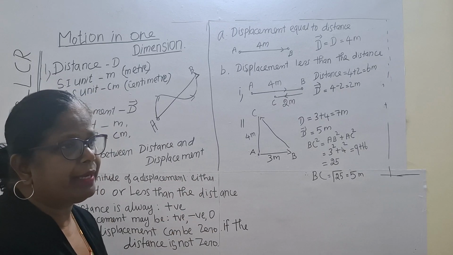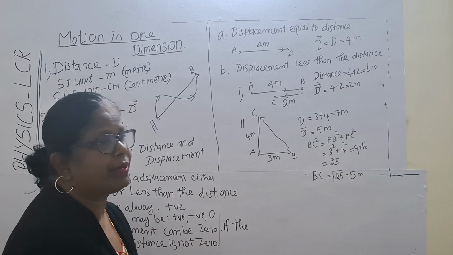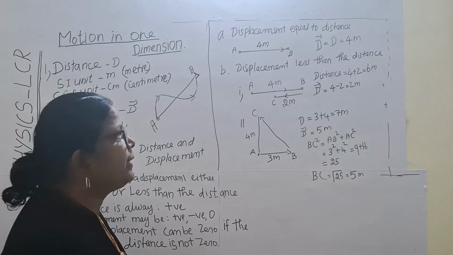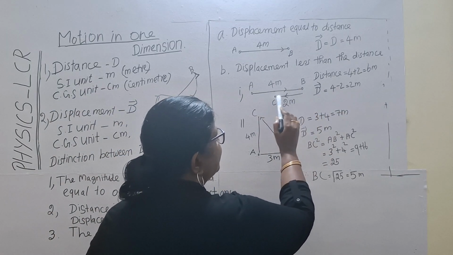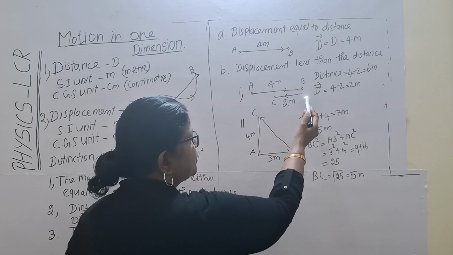Second, displacement. I told you one direction is positive and the other is negative. Don't think of it as 4 minus 2 here. 4 is in the positive direction, and minus 2 is coming back in the opposite direction.